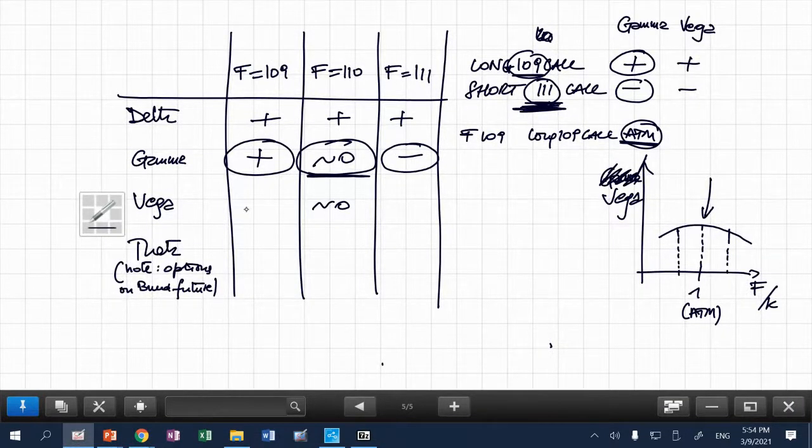Here you end up with a positive Vega because the at the money option is the 109 and it wins. At 111, the option that you sell, which is negative Vega, wins.